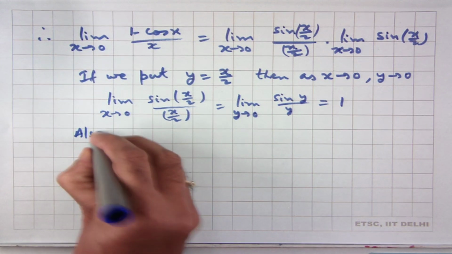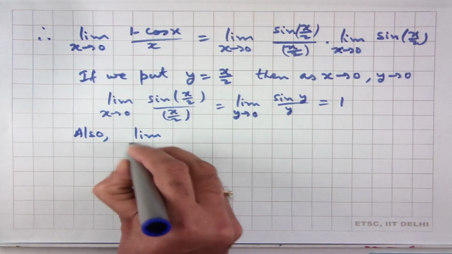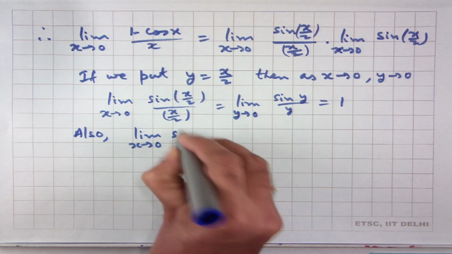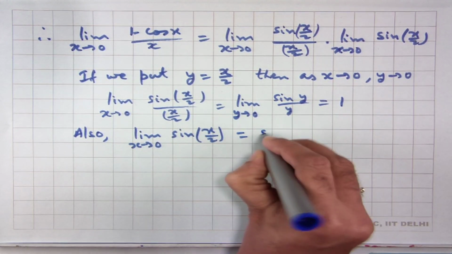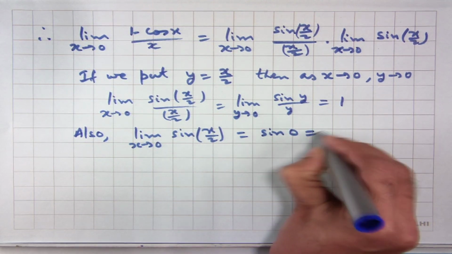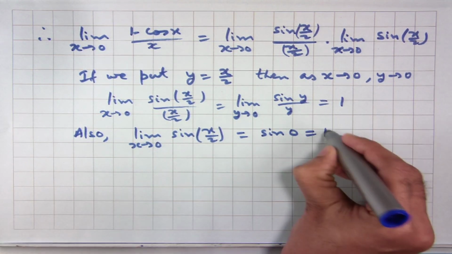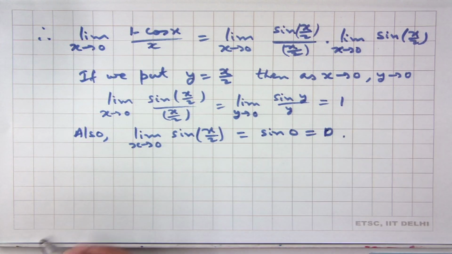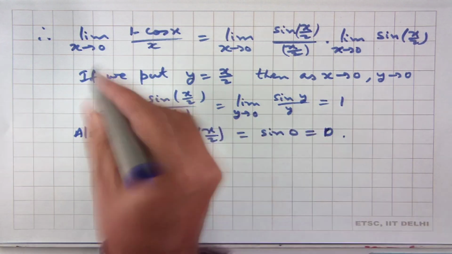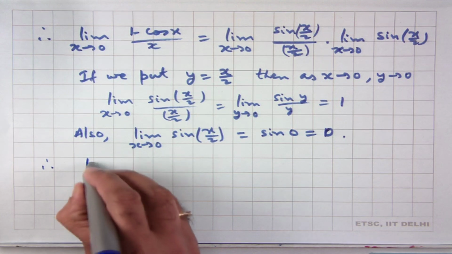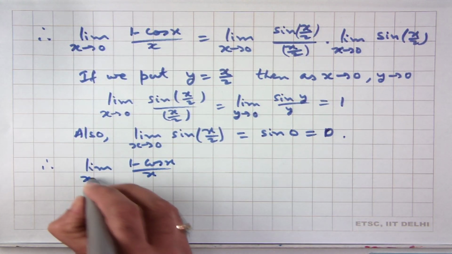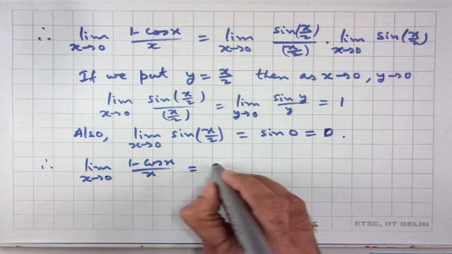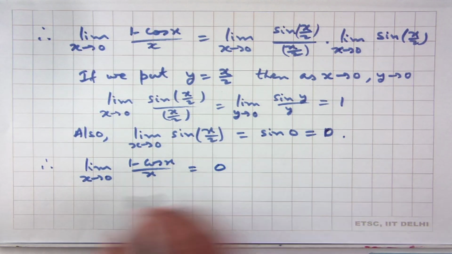And of course, the other limit of sin x by 2 as x goes to 0 is equal to sin of 0, which is 0. So, therefore, limit of 1 minus cos x by x, x going to 0, is equal to 0.